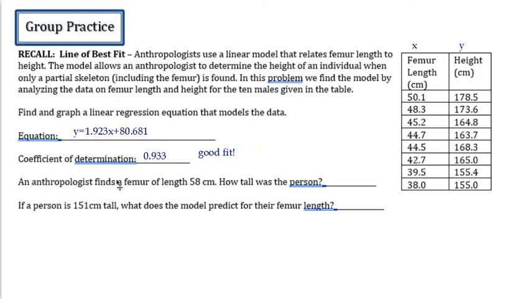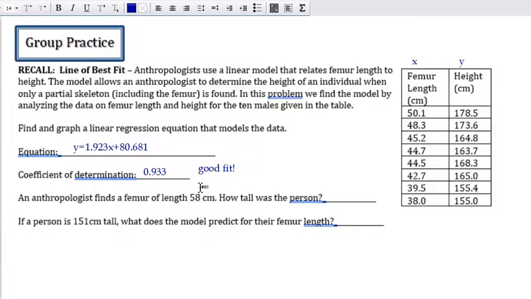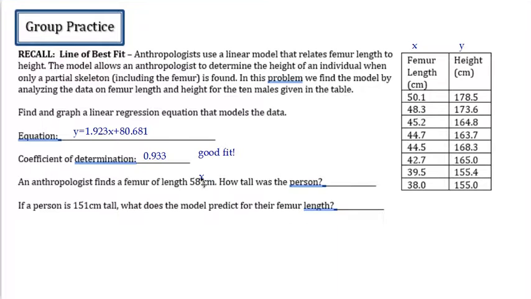So an anthropologist finds a femur of length 58 centimeters. So he found an X, right? He found some kind of input, and he's going to be calculating how tall that person was. So what you'll do for that is you'll input 58 centimeters, 58, in here for X, and then solve for Y. So go ahead and try that. And hopefully after you calculated that, you found that the person was 192.2 centimeters tall.